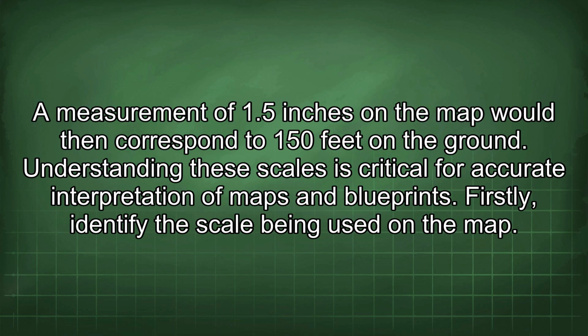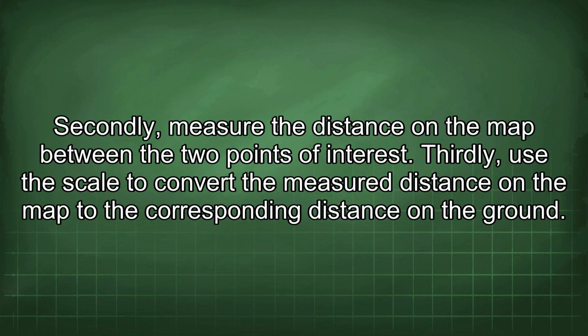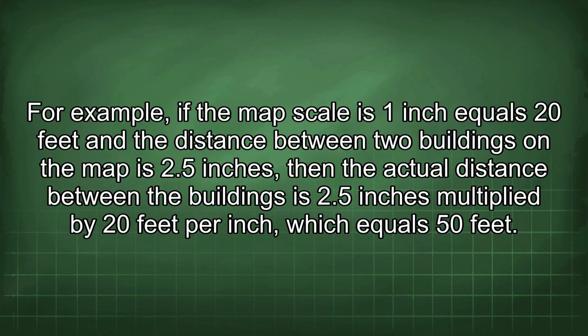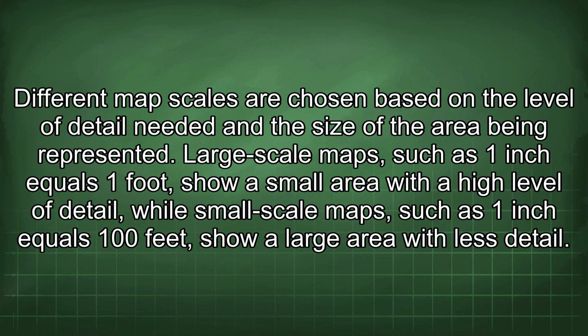Firstly, identify the scale being used on the map. Secondly, measure the distance on the map between the 2 points of interest. Thirdly, use the scale to convert the measured distance on the map to the corresponding distance on the ground. For example, if the map scale is 1 inch equals 20 feet and the distance between 2 buildings on the map is 2.5 inches, then the actual distance between the buildings is 2.5 inches multiplied by 20 feet per inch, which equals 50 feet.